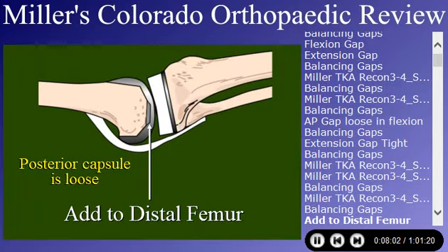So here's the example. Again, the extension is loose, and you come into hyperextension. What you do is you add distal femur to straighten it out.